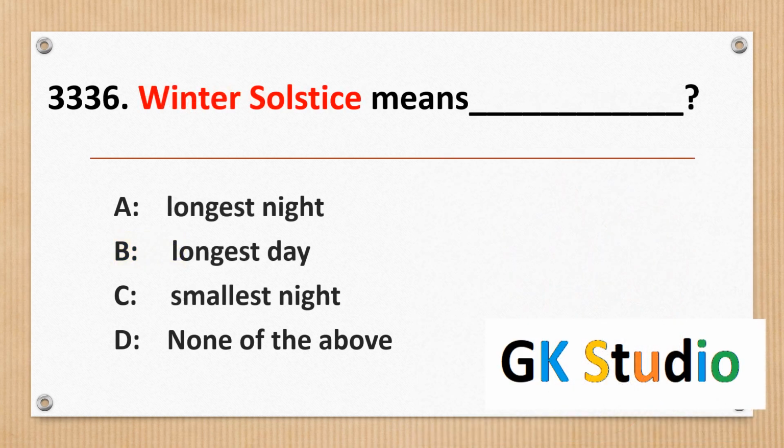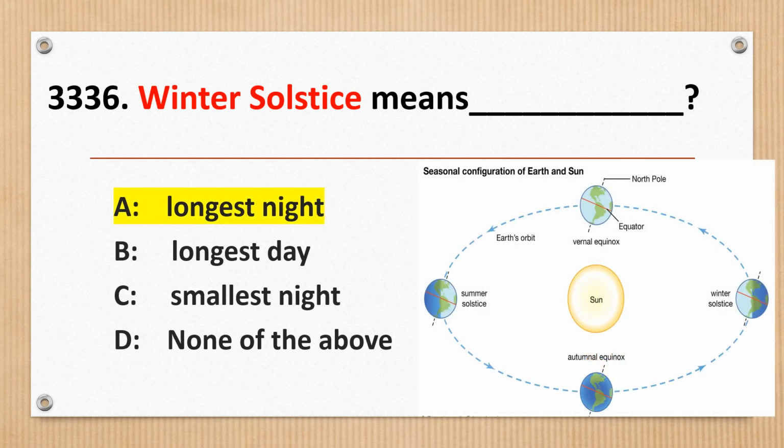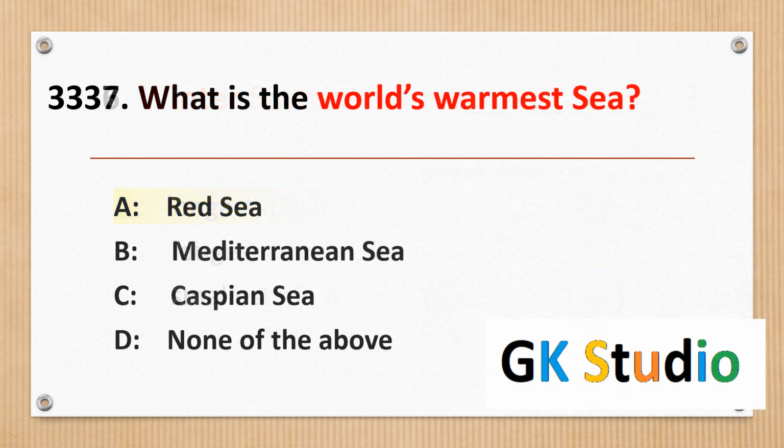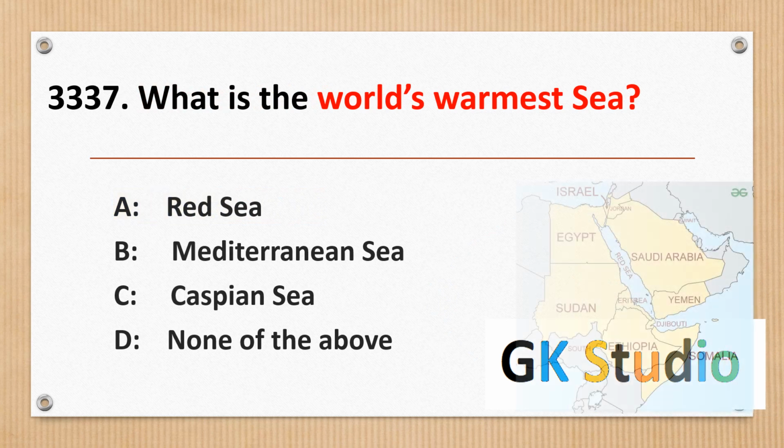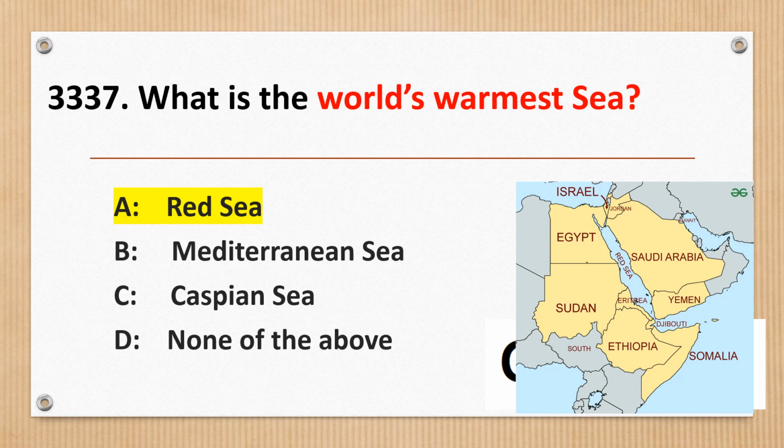Winter solstice means longest night. The longest night at the winter solstice. What is the world warmest sea? Red Sea is the world warmest sea.